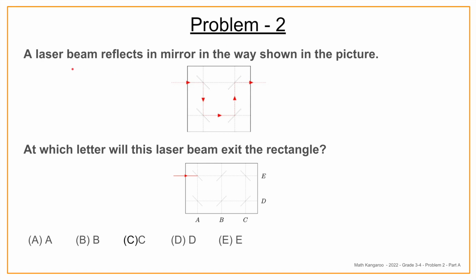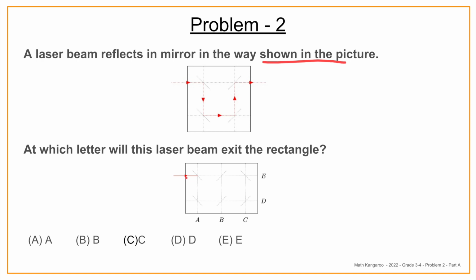Problem 2. A laser beam reflects in a mirror in the way shown in the picture. So this is a laser beam and this is the mirror and the laser beam reflects. At which letter will this laser beam exit the rectangle? So we have to find out at which letter this laser beam will exit this rectangle.